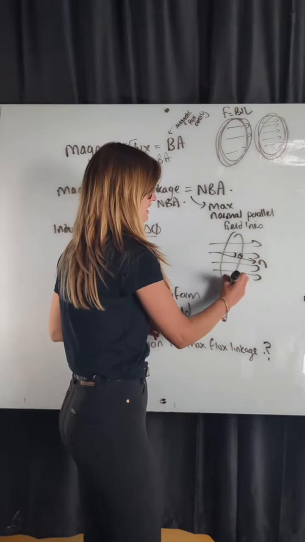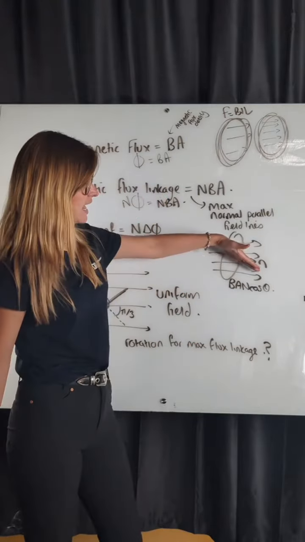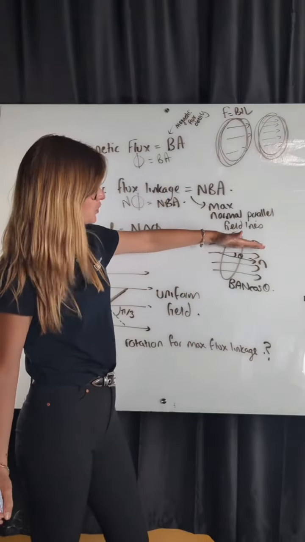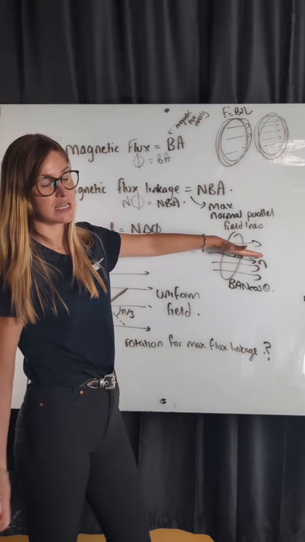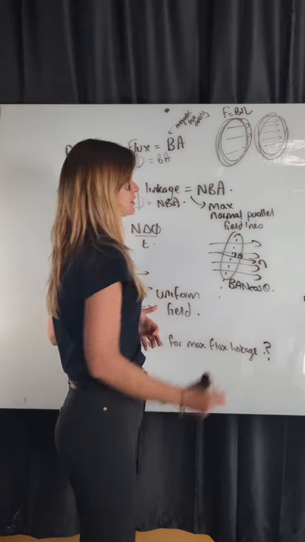So that's why you always see it's BAN cosine of theta, because if it's tilted at an angle, to make it maximum, you want the normal to be parallel to the field lines. Another way you might say that is the plane of the coil. The plane of the coil is just perpendicular to your normal.